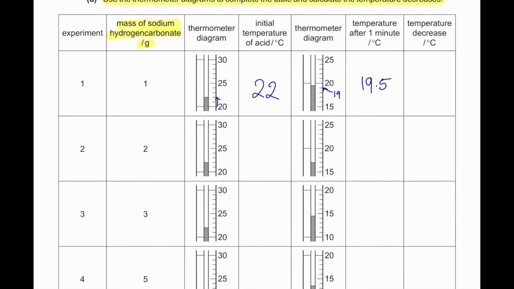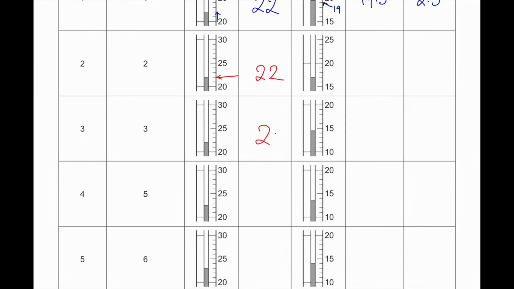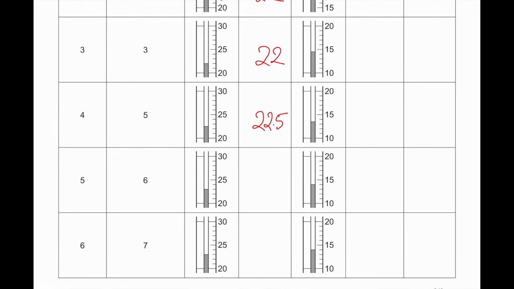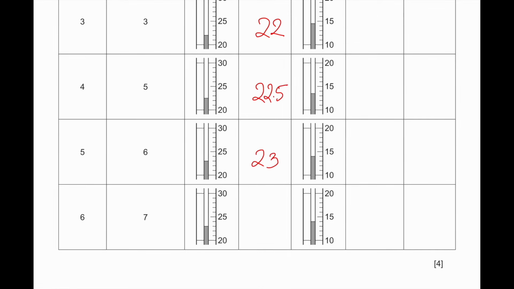Alright, so the temperature decrease will be 22 minus 19.5, which is 2.5. So we'll repeat the process. We can see here it's again 22. In every experiment we start at 22, and this experiment starting at 22.5. We can see this experiment starting at 23, and this experiment starting at 23 as well. So 23 we're going to write.